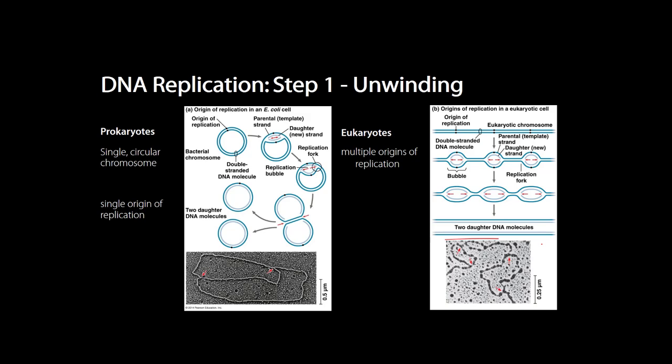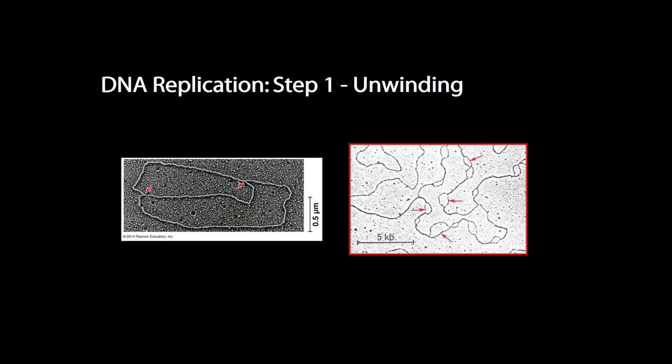Actually, I have a better picture on the next slide, I believe. Yeah, here we go. So this is the one you already saw. This is the prokaryotic. This is a eukaryotic. And as you can see here, here's your original DNA, and then here's your replication bubbles, right? Isn't that cool? Lots and lots of them, so that in a given chromosome, the rate at which it occurs is still very rapid because there's so many of them.